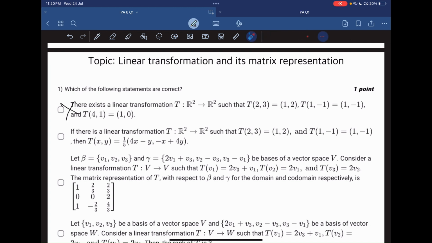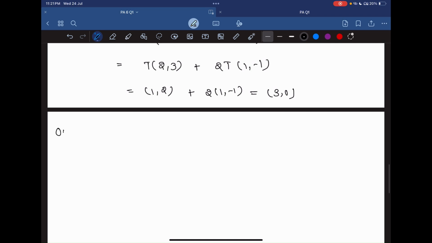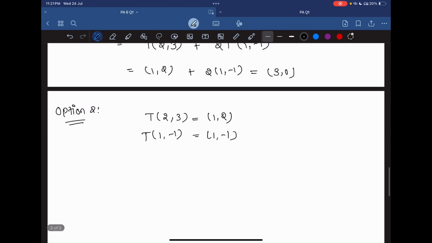Now option 2: if there is a linear transformation such that T(2, 3) equals (1, 2) and T(1, -1) equals (1, -1), then T(x, y) is equal to 1 by 5 times (4x minus y, minus x plus 4y). So option 2, again we are given that T(2, 3) is equal to (1, 2) and T(1, -1) equal to (1, -1).